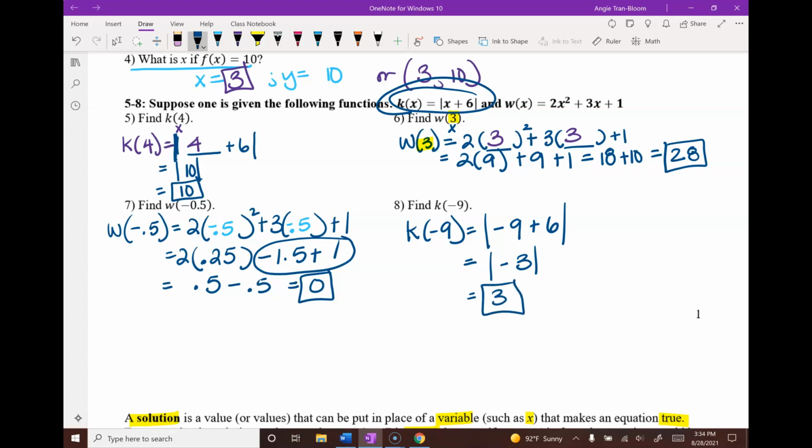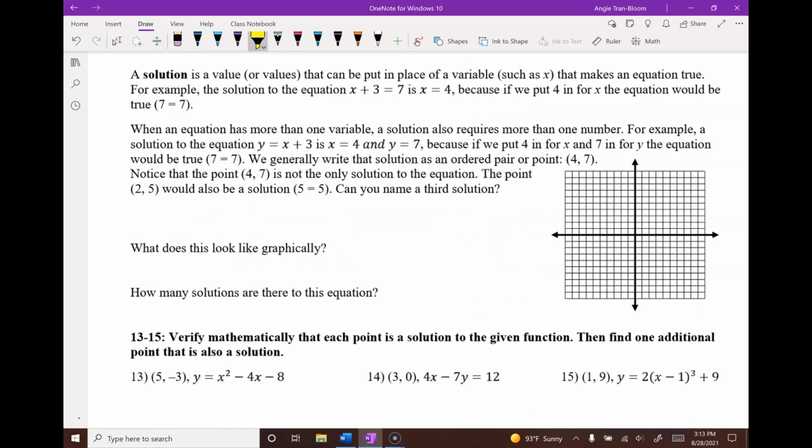A solution, okay, it's a value or sometimes values that can be put in place of a variable such as x that makes an equation true. For example, the solution of the equation x plus 3 equals 7 is that x is 4, because we put 4 in for x, then the equation would be 7 equals 7, which makes it true.